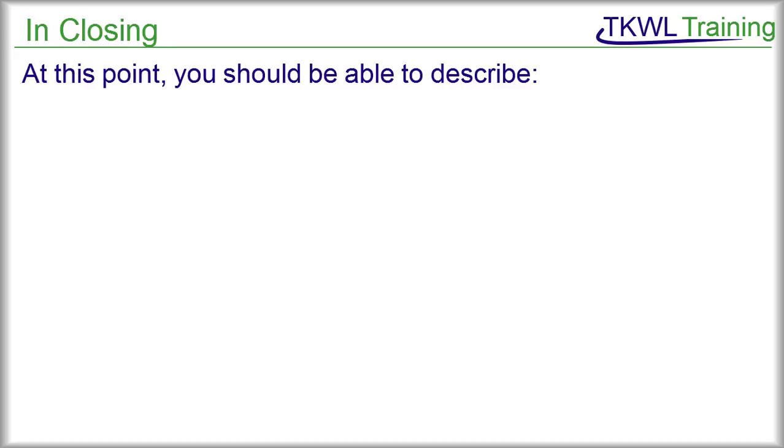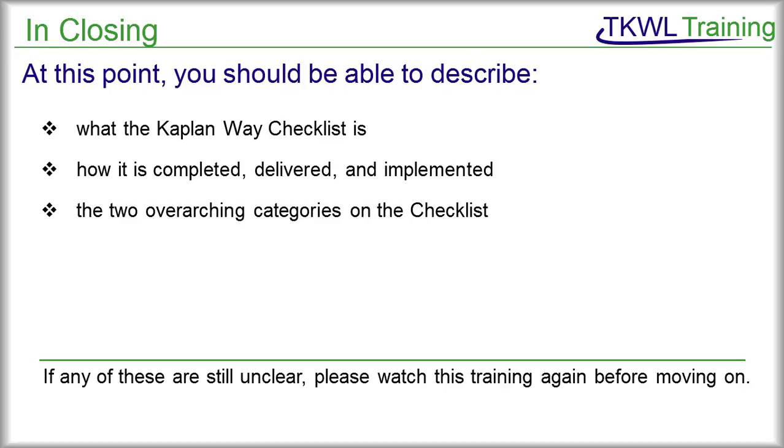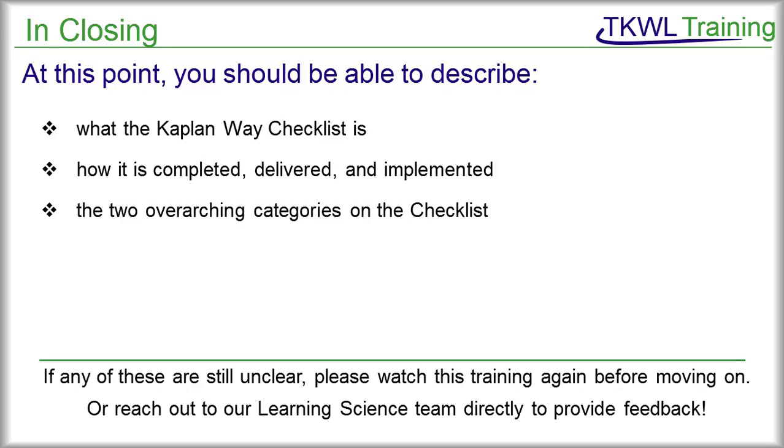At this point, we hope you have an overarching view of what the Kaplan-Way checklist is, how we use it to go from analysis to product teams to final improvement of learning events, and the two overarching categories on the checklist. Keeping in mind, we'll review the other 10 in much more detail in the following 2 segments of this training. If any of these still need a little bit more clarification, or if there are any additional questions that this session has brought up, please reach out to the Learning Science team to ask those questions and provide that feedback. Our next session will break down the other 10 categories as they apply to content development and user experience.